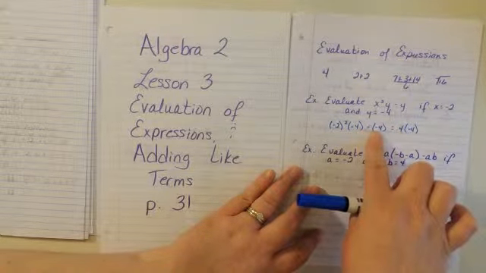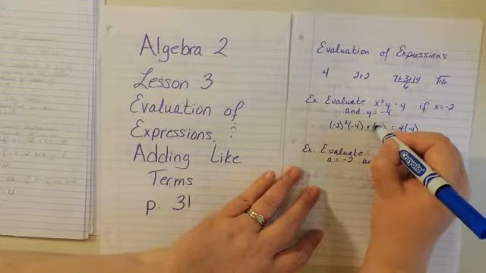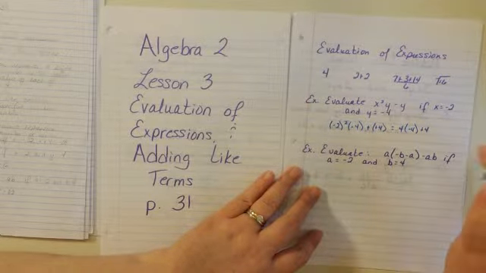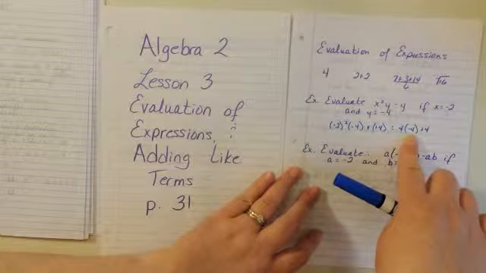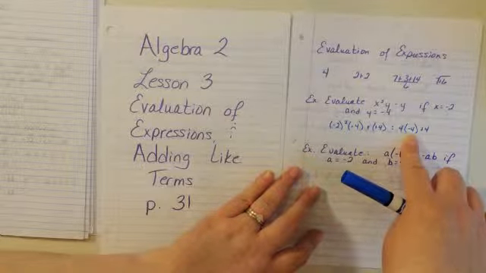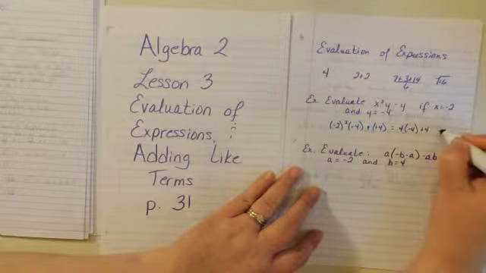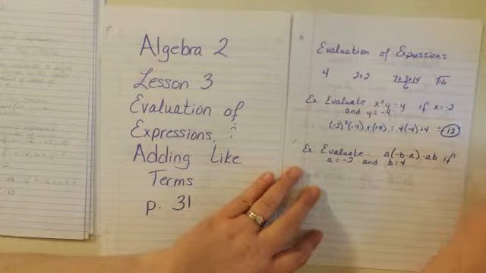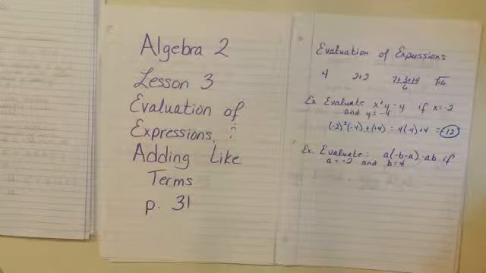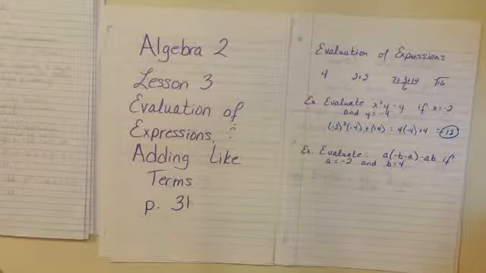We have a negative and a negative, so they're going to cancel, so this is going to be plus 4. 4 times negative 4 is negative 16. Plus 4 is negative 12. Don't lose that negative. Okay? Let's try another one.